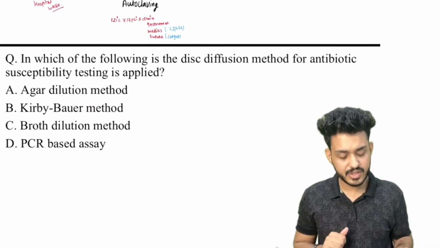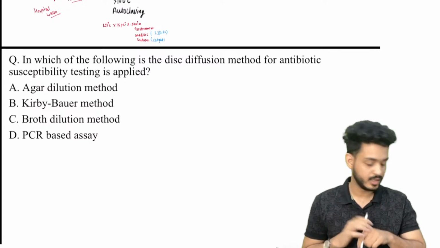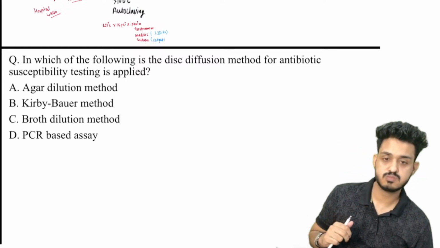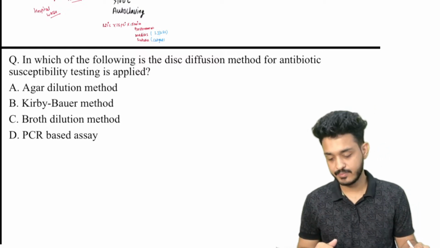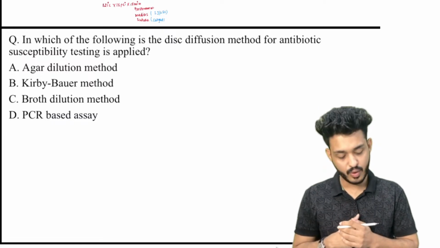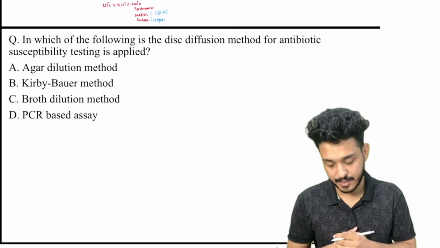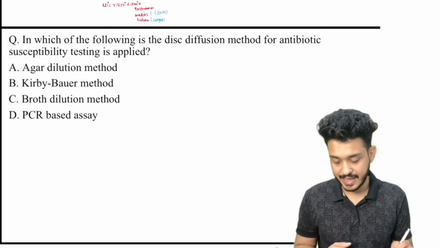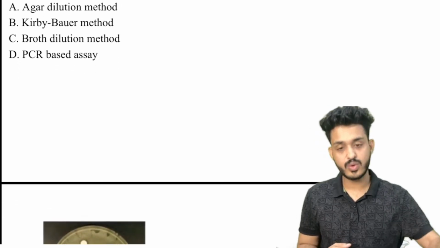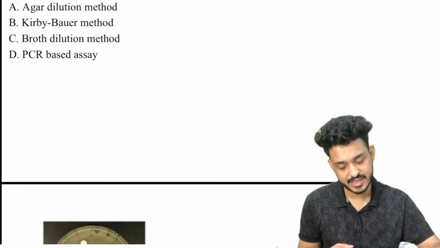Okay, in which of the following is the disk diffusion method for antibiotic susceptibility testing applied? Try to answer this one. My dear doctors, please try to answer this one. Dr. AM is telling B. Apart from them, all others, what do you think, guys? Is it KBDDT? Is it PCR assay? Is it broth dilution?